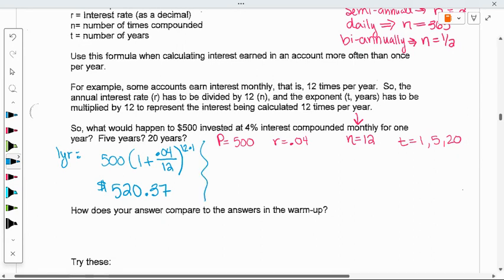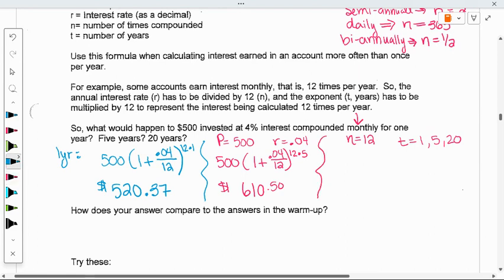Let's see what happens after 5 years. So same thing, 500, 1 plus 0.04 divided by 12, my number of compounding periods. But now my time is 5, so I'm going to take 12 times 5, which is actually 60. Yeah, that's what I got, 610, 50 cents.